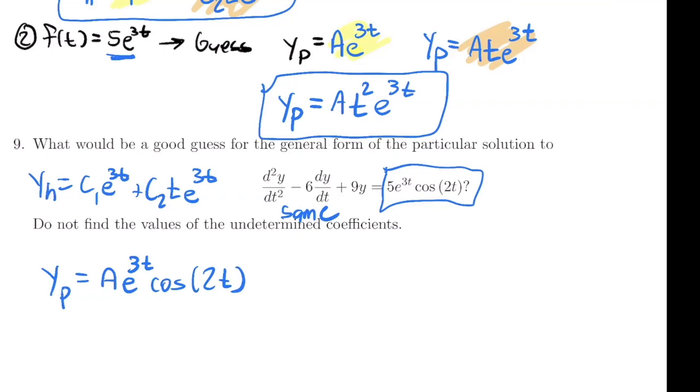So what might be wrong with this guess so far? You need to add a sine to get rid of the other cosine. Yep, that's right. These sines and cosines come in pairs, so I also would need this term over here.